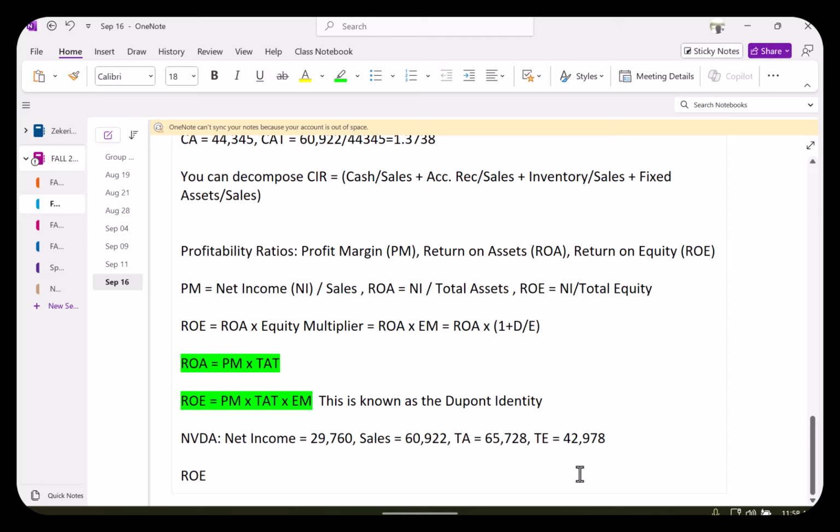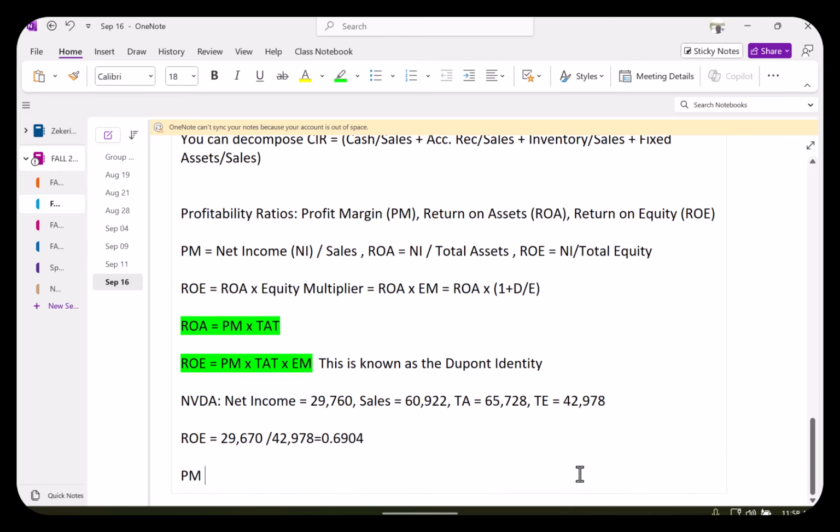Now let's calculate ROE first. Let's see how big or low that number is. Now these guys made almost $30 billion in the fiscal year that ended January 2024. Divide that by total equity, 42,978. That's a pretty high number. I mean, 70%. So if my company says my return on equity is 70%, I want to know where that 70% is coming from.